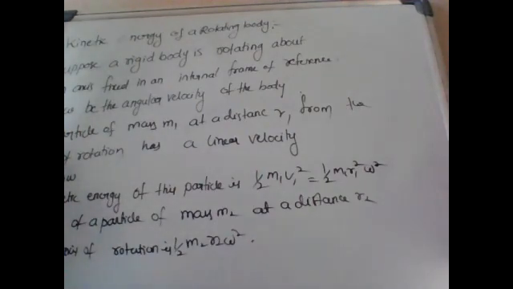So here a rigid body is rotating about an axis fixed in an inertial frame of reference. Here let omega be the angular velocity of the body. A particle of mass m1 at a distance small r1 from the axis of rotation has a linear velocity v1 equal to r1 omega. So the kinetic energy of this particle is 1 by 2 m1 v1 square equal to 1 by 2 m1 r1 square omega square. Similarly, the kinetic energy of a particle of mass m2 at a distance r2 from the axis of rotation is 1 by 2 m2 r2 square omega square.